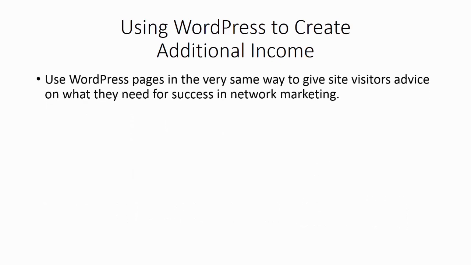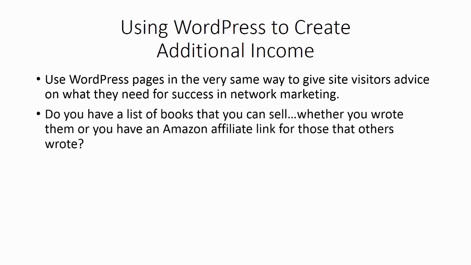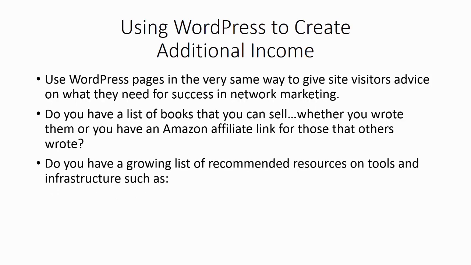Use WordPress pages in the very same way to give site visitors advice on what they need for success in network marketing. Do you have a list of books you can sell, whether or not you wrote them, or you have an Amazon affiliate link for those that others wrote? Do you have a growing list of recommended resources on tools and infrastructure such as autoresponders, domains, hosting?